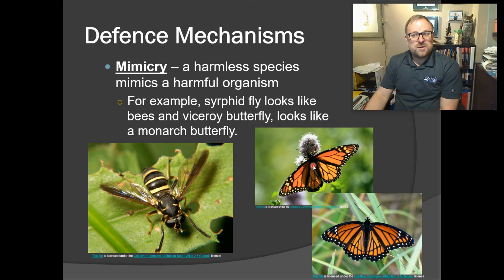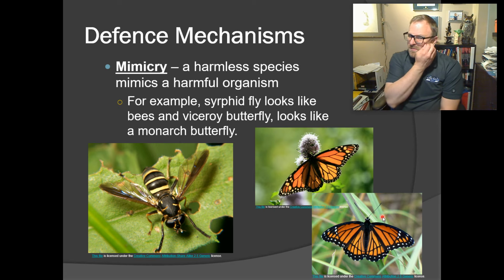So the monarch tastes awful. Animals learn that eating something that looks like this tastes awful. So I'm not going to eat this because it's going to taste awful too. Does that kind of make sense? So that's an example of mimicry.